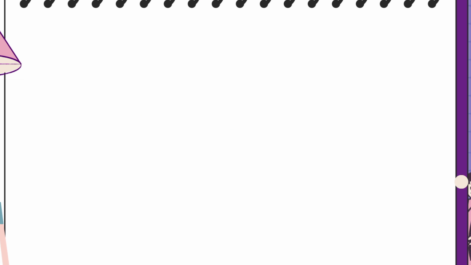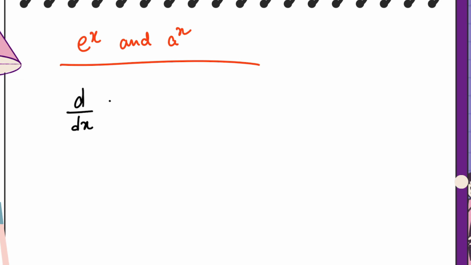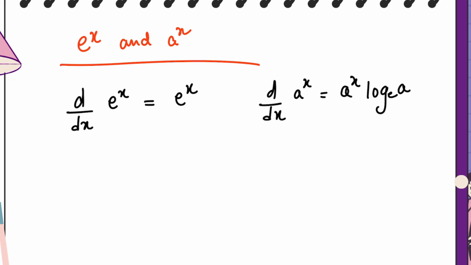Now differentiation of e to the power x and a to the power x. We're going to do the exponential functions. d by dx of e to the power x will always be equal to e to the power x. And d by dx of a to the power x will be a to the power x log a, base e.